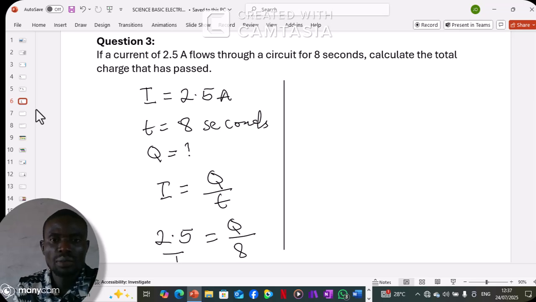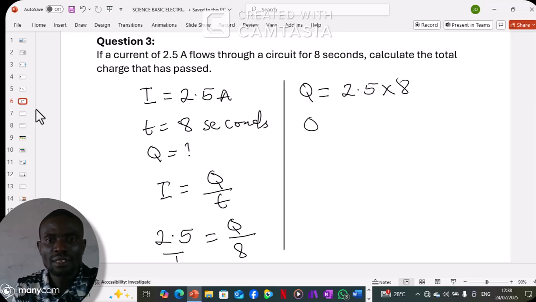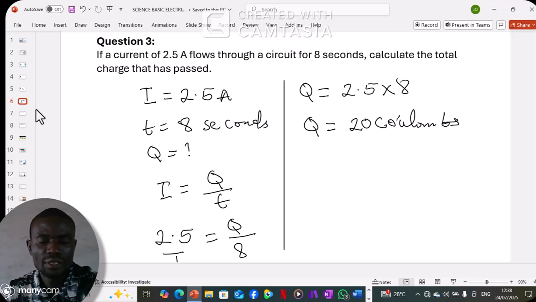When you cross multiply, Q equals 2.5 times 8. So the quantity of charge will be 20 coulombs. 20 coulombs. So that is the quantity of charge there.